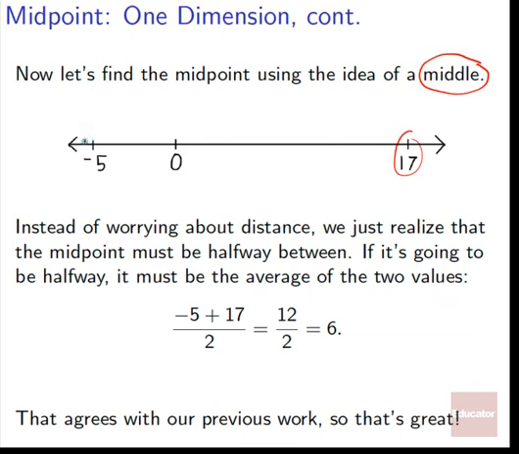So we take 17, we take negative 5, and we don't have to worry about the distance. We just realize, hey, look, midpoint's going to be halfway. To be halfway, you have to be the average of the two values. So we take negative 5 plus 17, and we divide it by 2. That gets us 12 over 2, which is 6. It's the exact same thing we figured out last time.